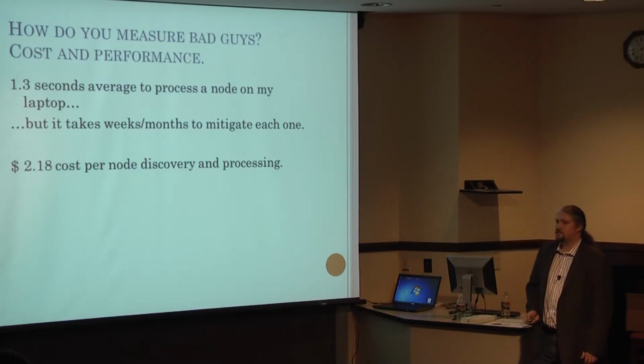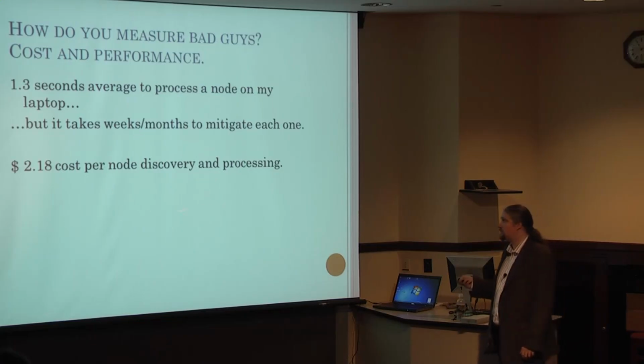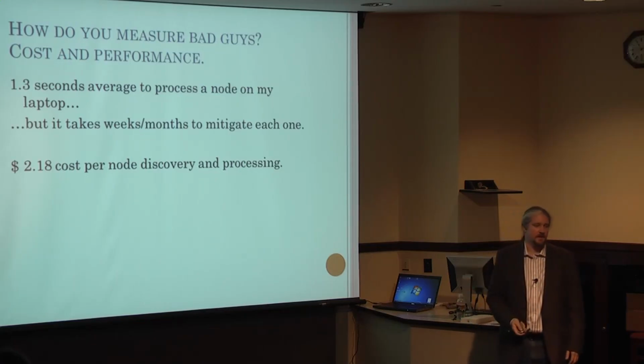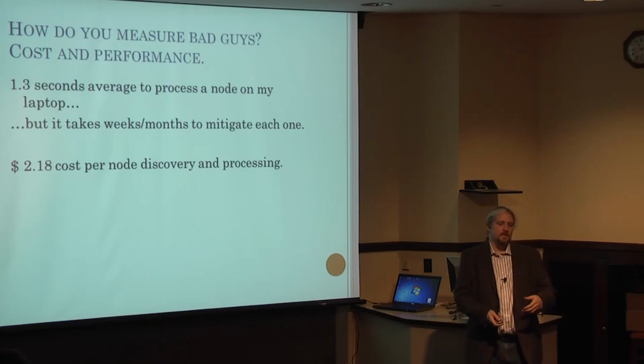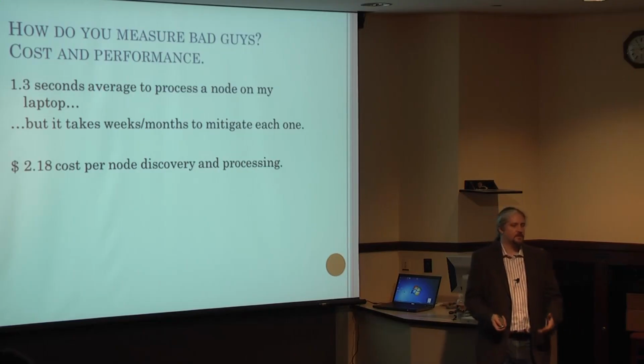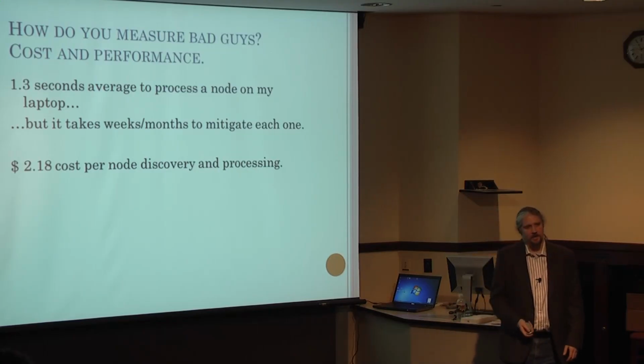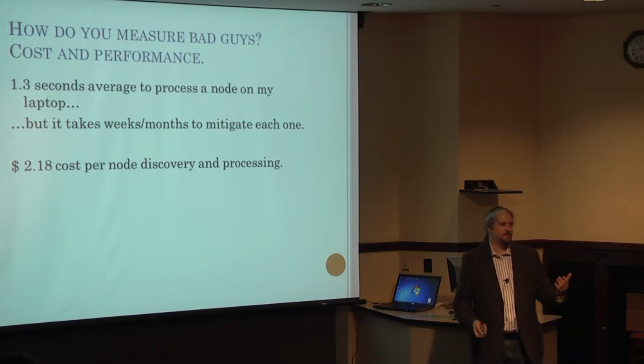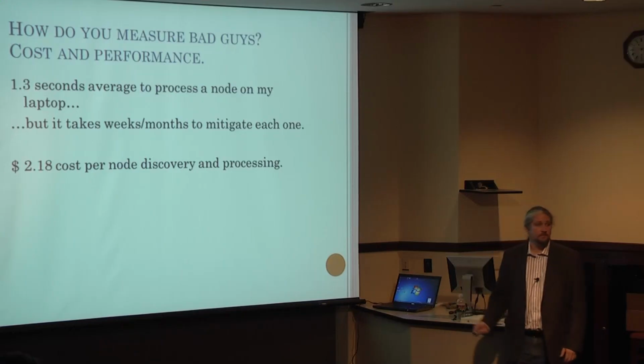Okay, so what about cost? $2.18 per node discovery and processing for the Shodan data set. Now, where does that come from? I spent 3 to 6 months working on this, basically 3 months part-time and 3 months almost full-time. And I was on a stipend. But let's say you're paying your average university master's student developer £15,000 for 6 months of work. That's where that comes from, right?